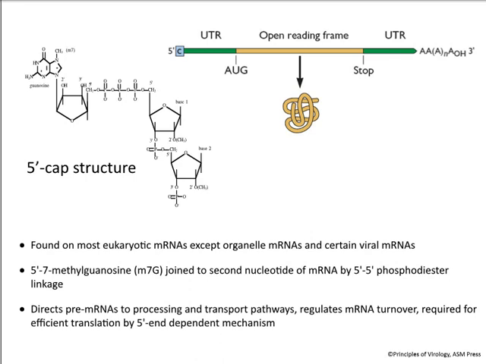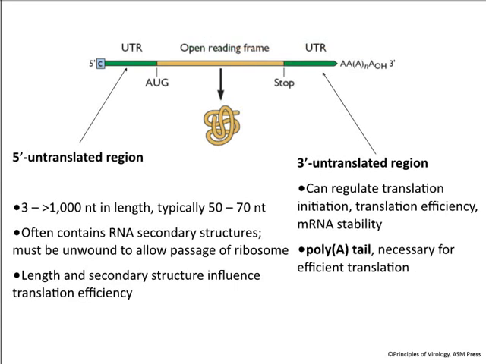There are typically 5' and 3' untranslated regions. That's what UTR stands for. And there's a poly-A tail. Not all viruses have poly-A tails. The poly-A tail has a certain function, and viruses choose to do it in a different way, some viruses anyway. So the 5' untranslated region is typically 50 to 70 nucleotides, but some are very long. They often have secondary structure.